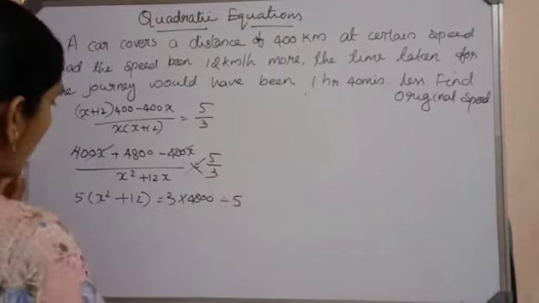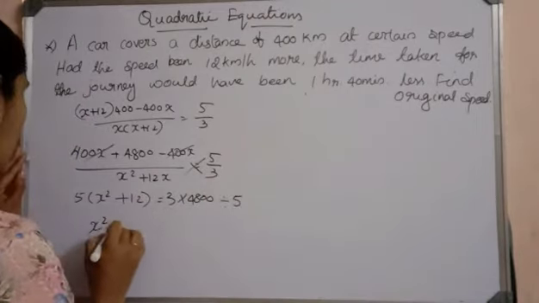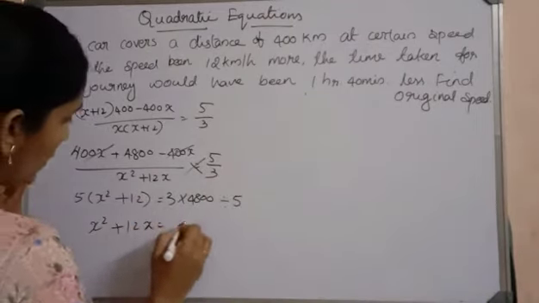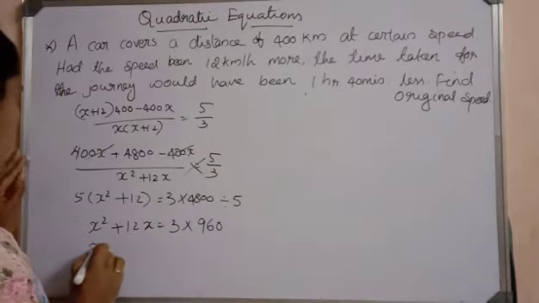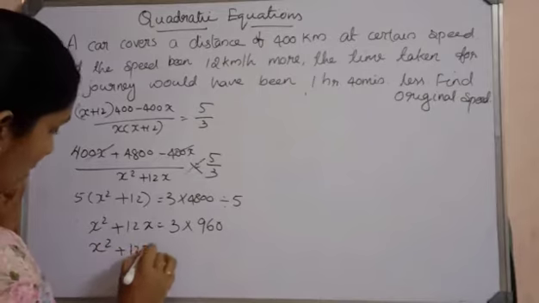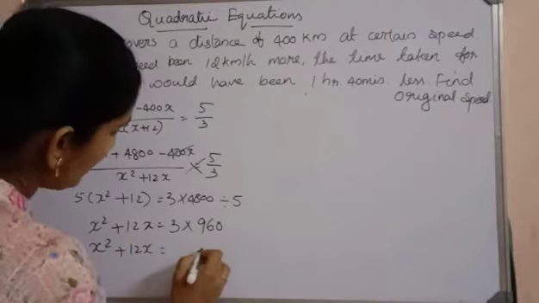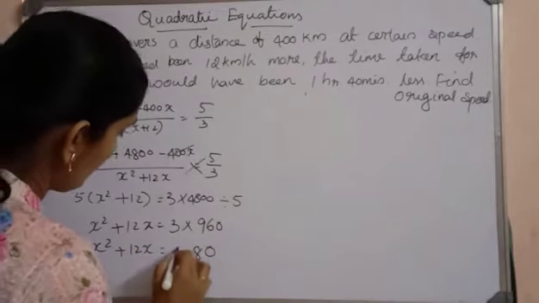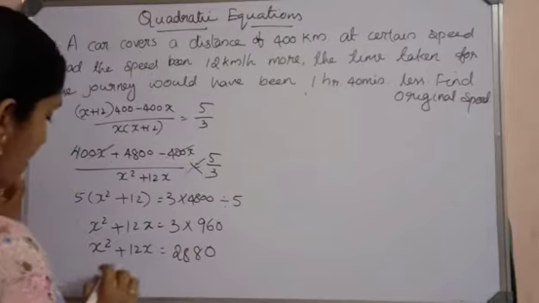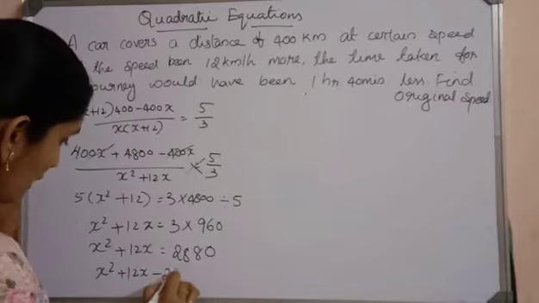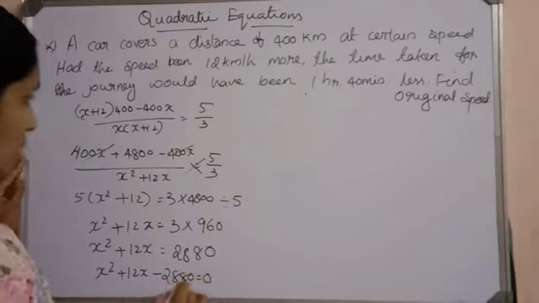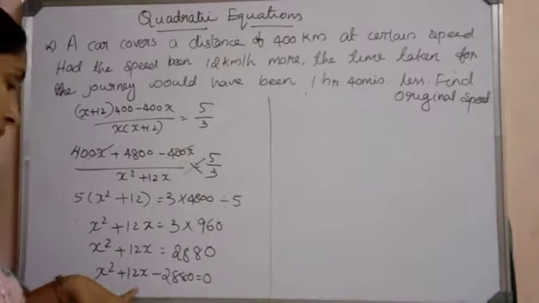Again dividing by 5, this will be x square plus 12x is equal to 3 into 960. So x square plus 12x is equal to 2880. So it is x square plus 12x minus 2880 is equal to 0. This is the quadratic equation we are getting.